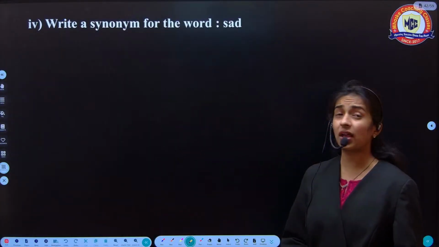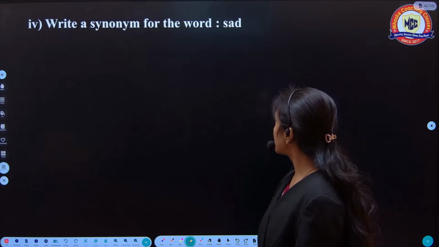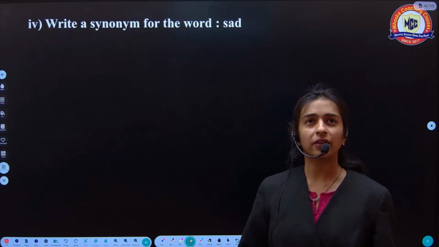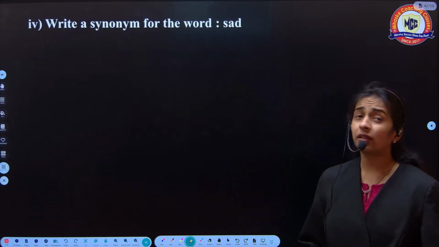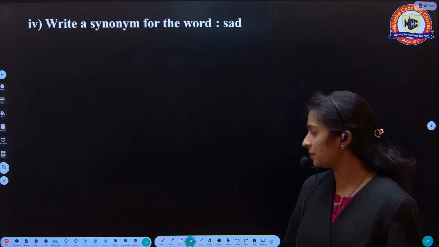So yesterday I asked you to start with prefix and suffix. Today we are going to start with synonyms and antonyms. During the introduction, I have told you already. What do you mean by synonyms?